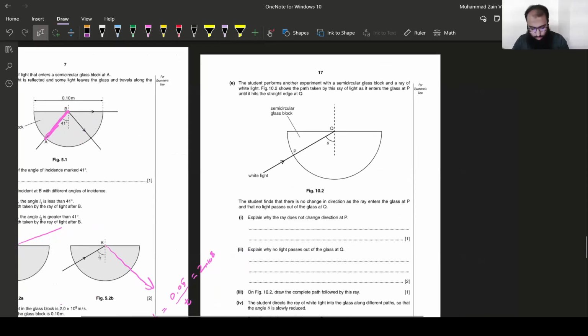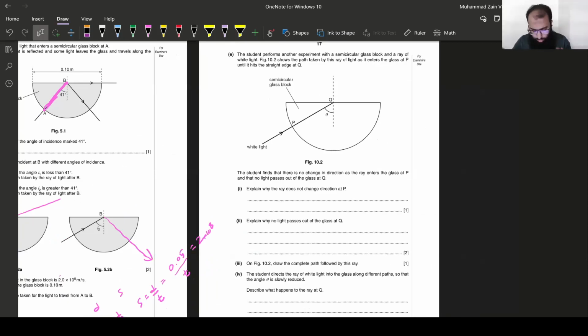So moving on to the next part. This is again a similar question, but there are some things they've asked which I would like to address. Explain why the light ray does not change direction at P. Why does it pass directly into the glass block and not change direction at P? The reason is again that the angle of incidence is zero. So that's why no reflection takes place.